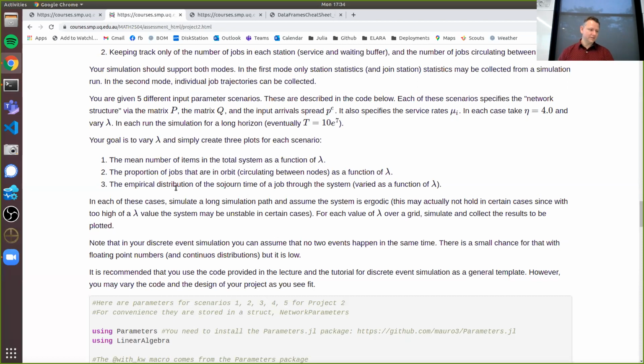Another thing you can do here, just to give some hints, is just to try and create a histogram. So if you have a vector of things, you can go using Plots and then histogram it, and then you can visualize the distribution. Okay.